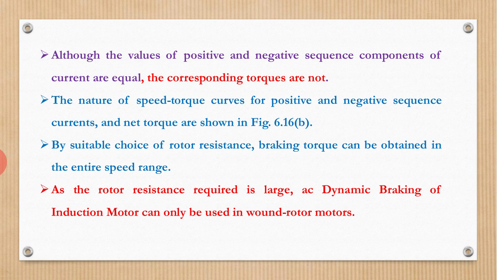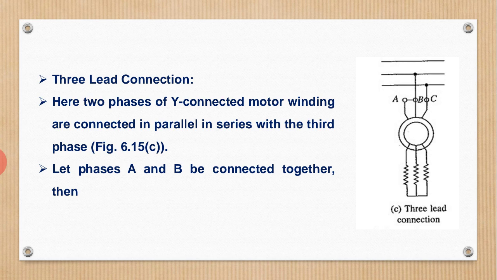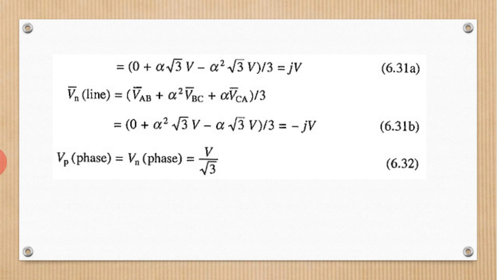Next one is the 3-lead connection. What is done here in the 3-lead connection is that any one phase is removed and connected to another one. Here A is disconnected and connected to B. So phases A and B are connected together. These are the equations, for the positive sequence and the negative sequence.